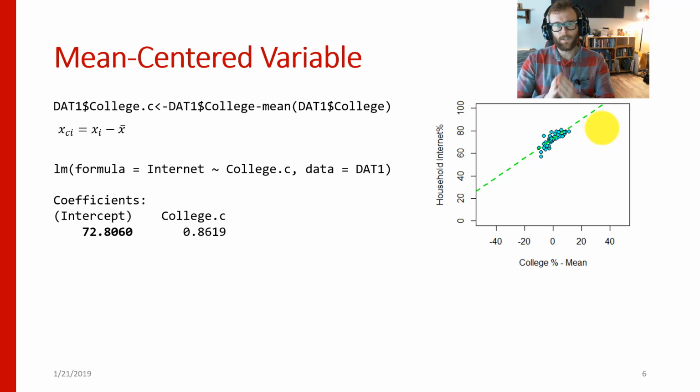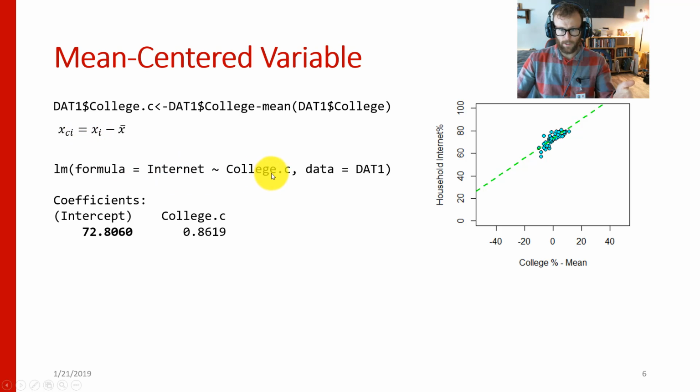So for instance, we could mean center our variable. We're going to create a variable in R called college.c, where we take the original variable college, and from every score, we subtract the mean of that variable. So it would look something like this: we'd create x centered, and for every x centered, it's equal to the original x minus the mean. Positive values are states that were above the mean, and negative values are states that were below the mean.